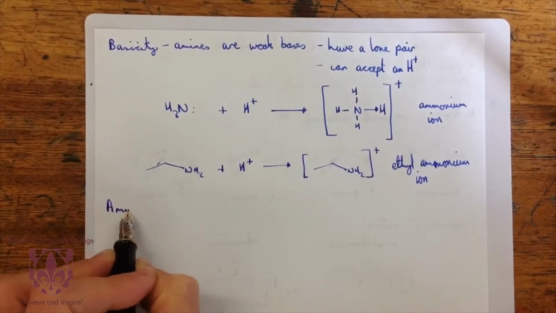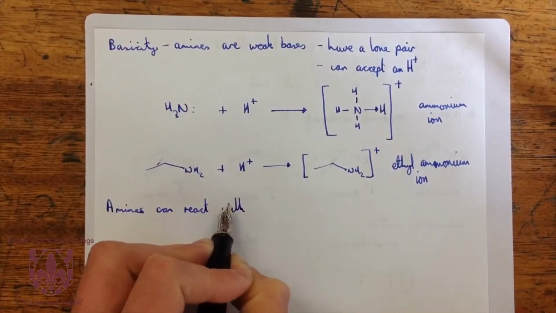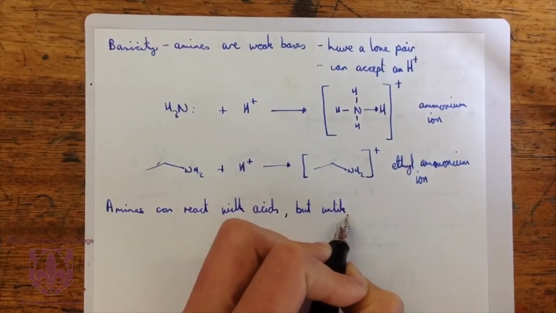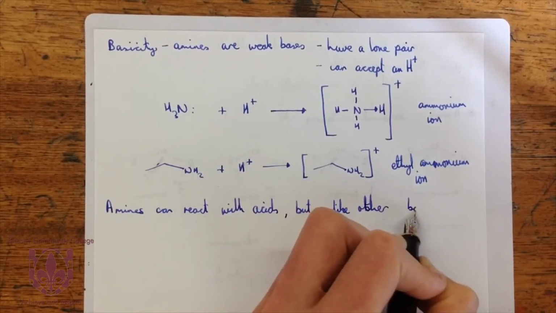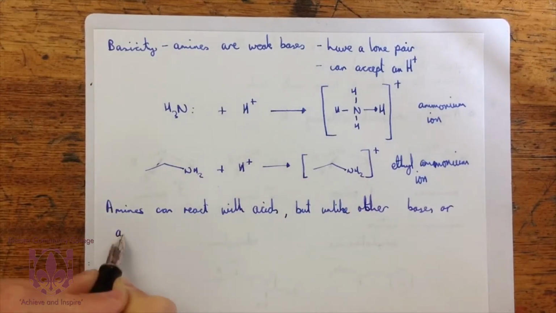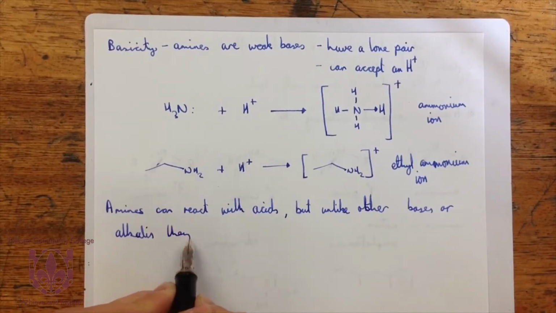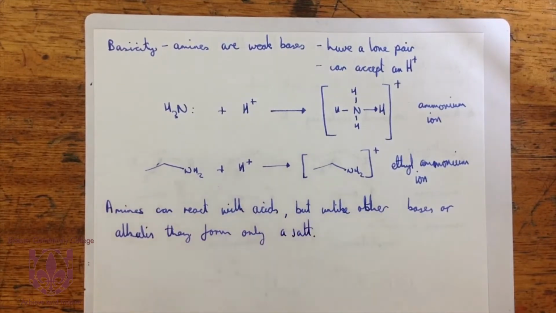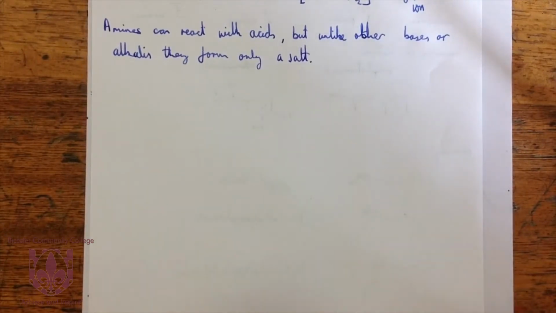So amines can react with acids. But unlike other bases or alkalis, they form only a salt. So if you react an amine with an acid, you don't get a salt plus water, you get just a salt. Okay, so let's have a look at a couple of examples.